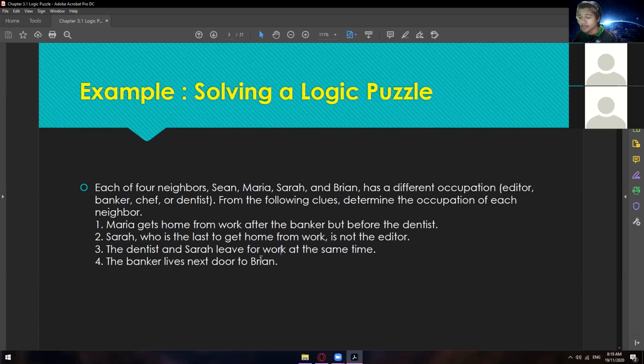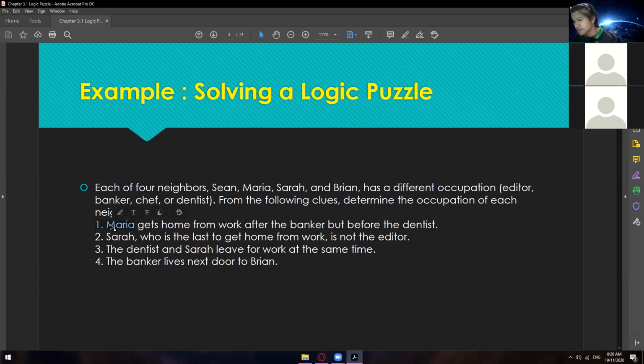Kasi kapag wala pa kayo na-figure out, okay, and then natapos nyo na lahat ng clues, like for example, all of them, this is still like two remaining options. Like Maria could be a banker or a chef, Sarah could be a dentist or an editor, and then Brian is either a banker or a chef. So pag ganun yung nangyari, okay, wala pa rin kayo na figure out. So just go back to clue number 1.